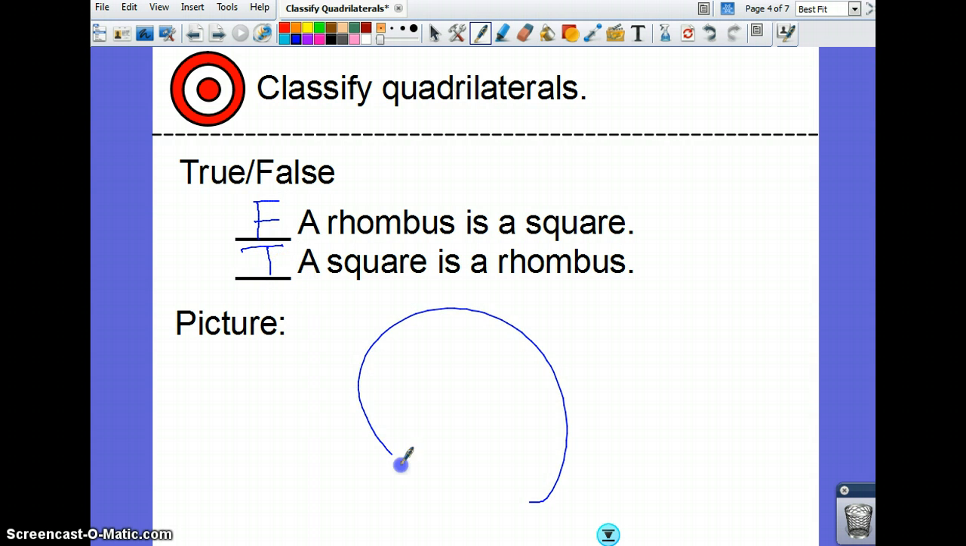So now let's draw this as a picture. What's going to go in this larger one? What's going to go in the smaller one? Well, if I think about it this way, let's say I wrote rhombus in the smaller one and I put squares in the bigger one. That would mean that I'm saying that all rhombi are squares, which is not true. But the opposite is true. All squares are rhombi.